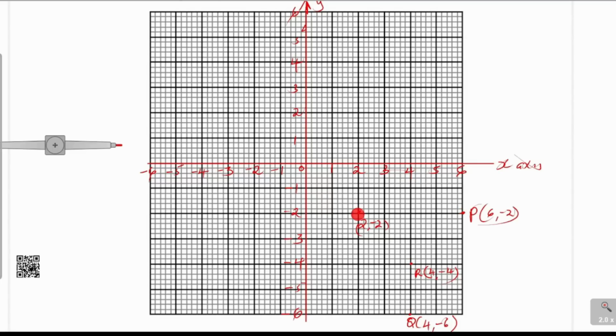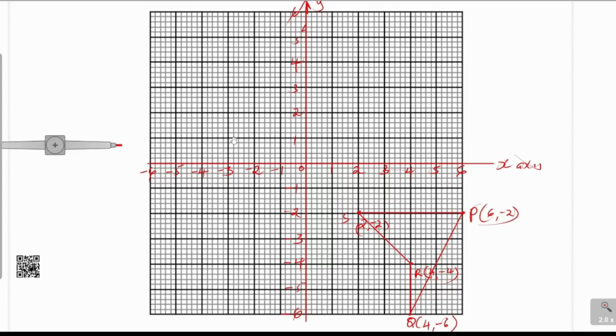And S is here. So this is where we have S. So we can now join them. We can join those points. So we start with P, we join from P to Q. You should follow that order. Then from Q to R, then from R to S, then from S you can join S to P, like that. So there is the quadrilateral.